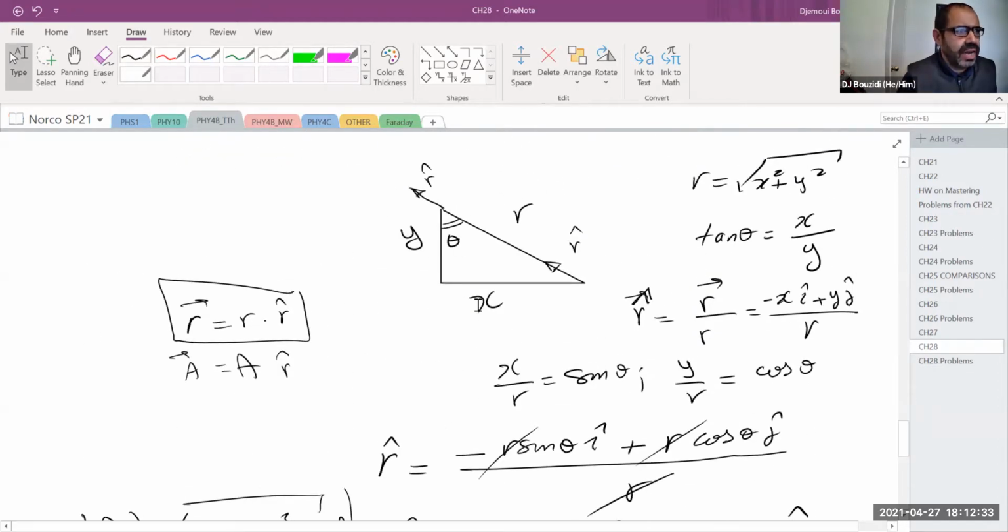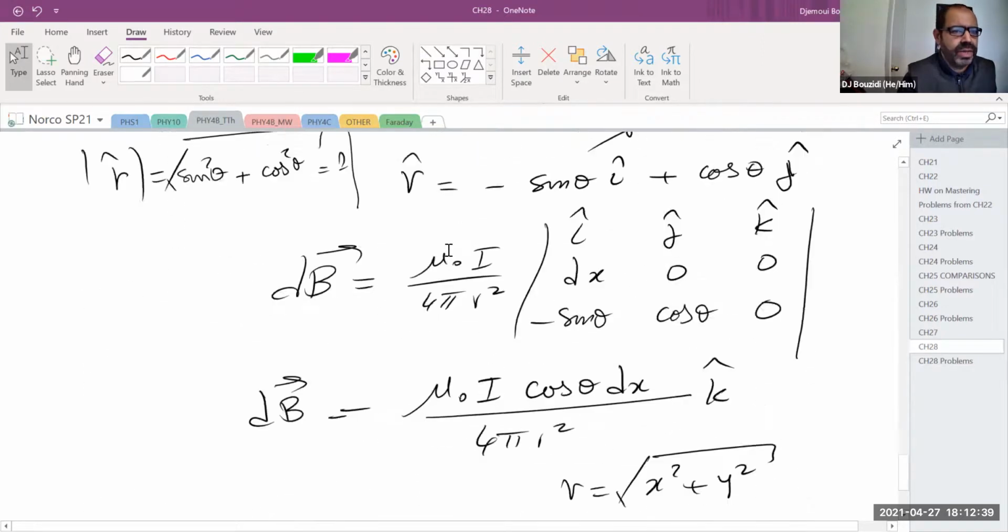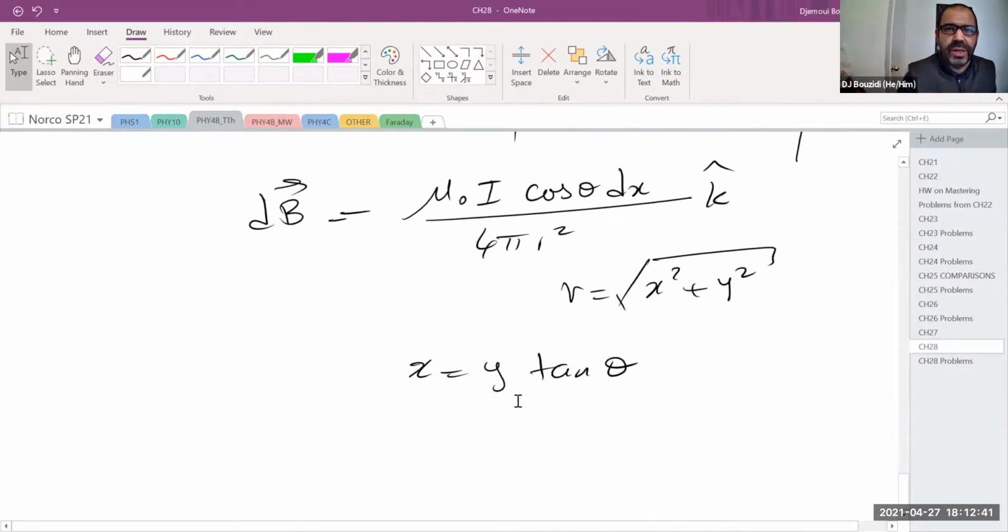Because that's it. X over y is equal to tangent of theta. So that means x is tangent of theta times y, that's all. So that's exactly what this is; y is constant, by the way. We want to find the magnetic field at that point.